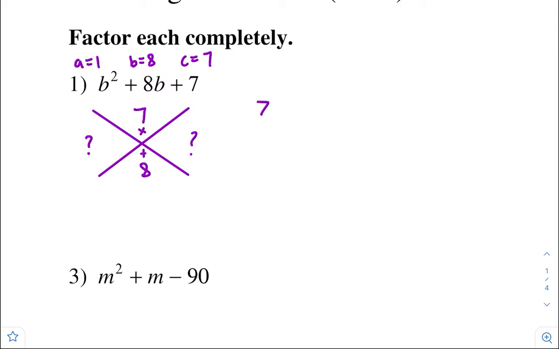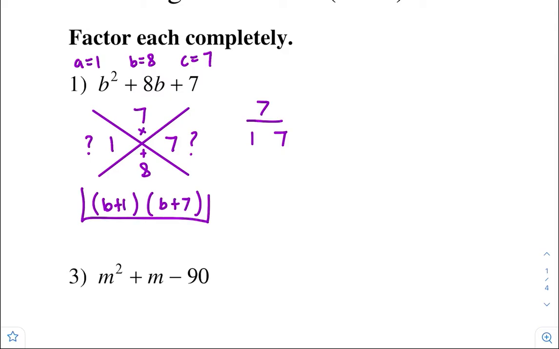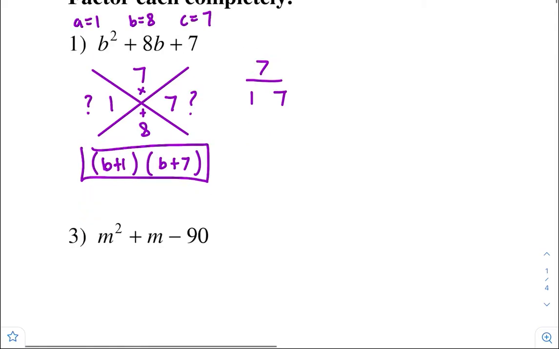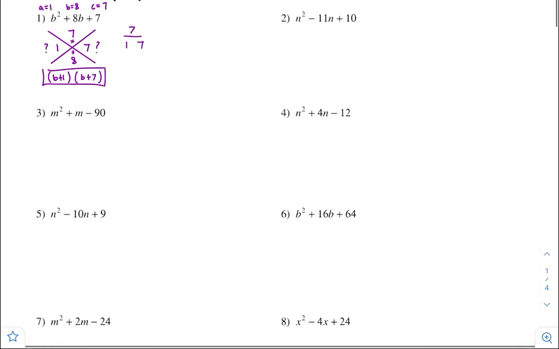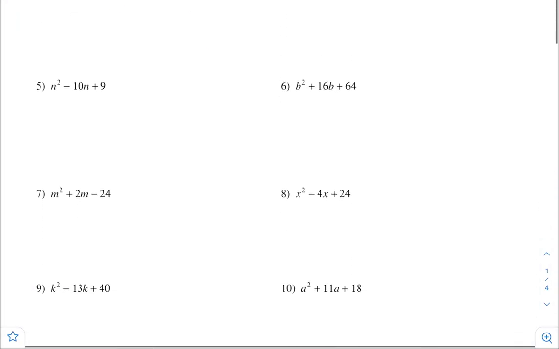We can make factors of 7, and the only option we have is 1 and 7, which is perfect because 1 times 7 is 7, and 1 plus 7 gives you 8. So this is correct, and that means our factors are b plus 1 and b plus 7, and there are our two factors. I'll go over a couple more of these examples so that you get a better grasp of it.